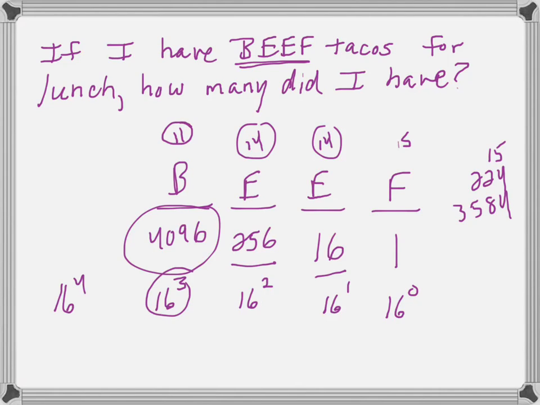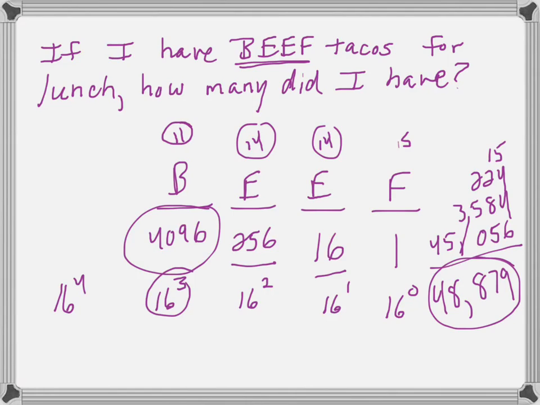But what I have right here is 11 groups of 16 to the third, or 4,096. So 11 times 4,096 is 45,056. I didn't line that up very good. Sorry. Okay, and so if I add all that up, I ate 48,879 tacos for lunch, because I had beef tacos. I had hexadecimal type tacos. Okay, let's just do one more. Let's work this backwards.